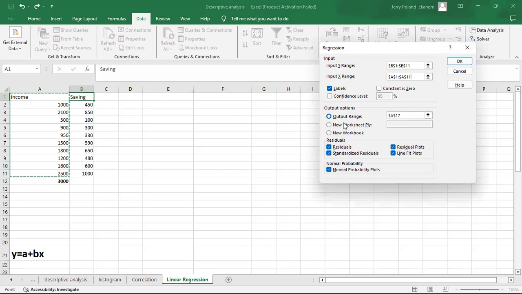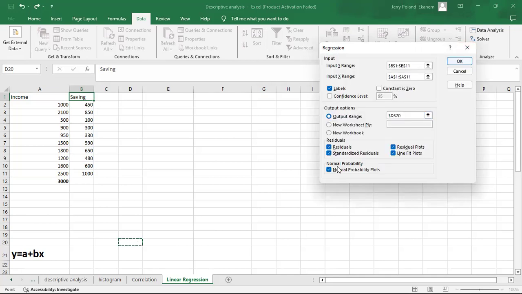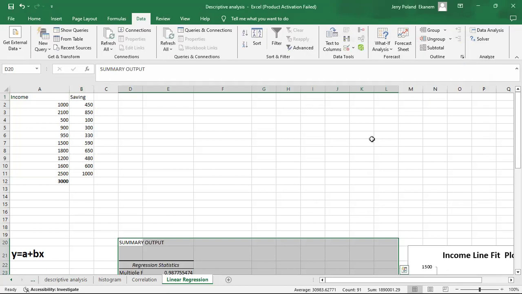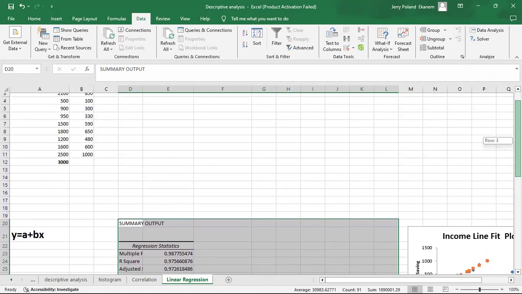And then how about our output range? We want our output range to be here. We don't want it to be on a new sheet so that we can compare them. So I'm going to select my output range, select this. I want my data to be from here. Okay, let's make it from here. I don't want all these residuals, but I might choose the line fit plot so that we can see how that works. Let's make it real simple, and there we go. Immediately our information pops up for us, and we can tell everything we need to know.